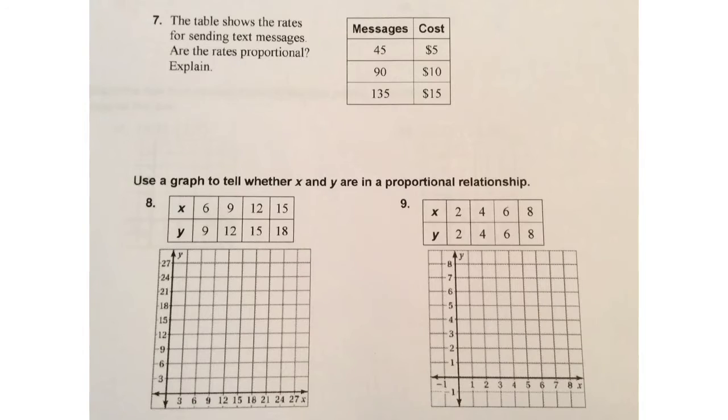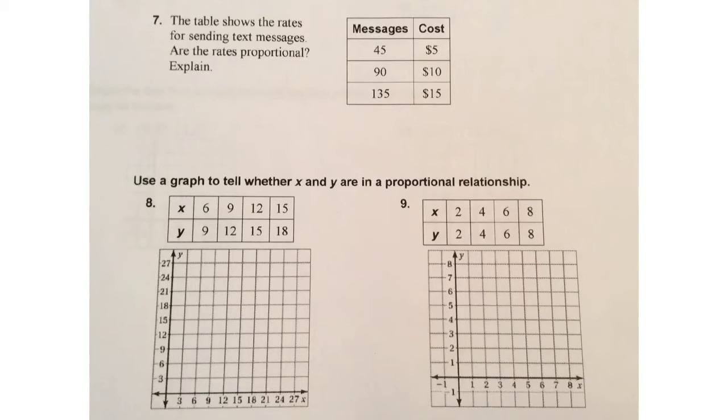For number 7, the table shows the rates for sending text messages. Are the rates proportional? So messages 45, 90, 135, cost $5, $10, $15. You could simplify each of those ratios to see if they each simplify to the same amount. Are they all the same unit rate?